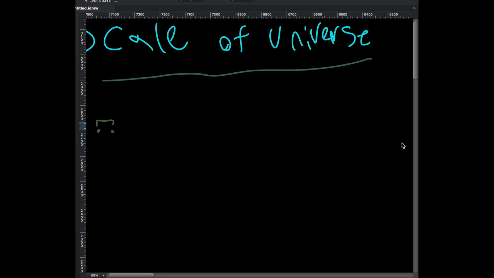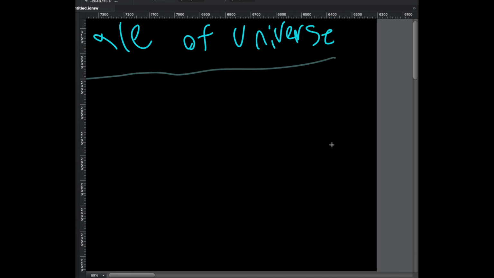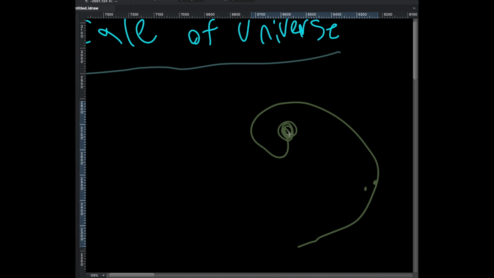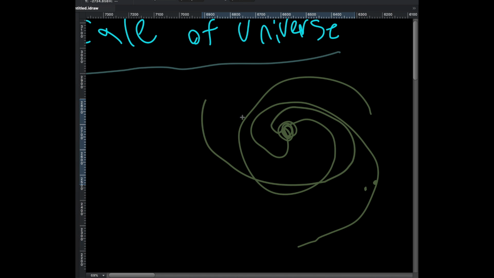Okay, so now the center of our galaxy. So now this would be our nearest black hole. This would be the center of the Milky Way. This would be like that, our spiral disc-shaped Milky Way. Ah, the Milky Way.